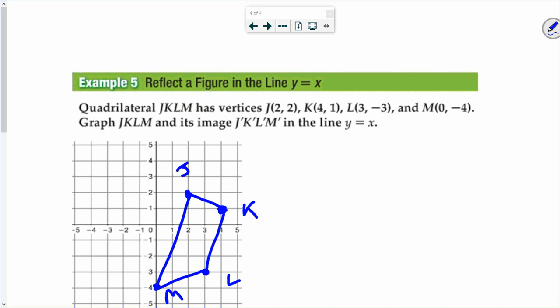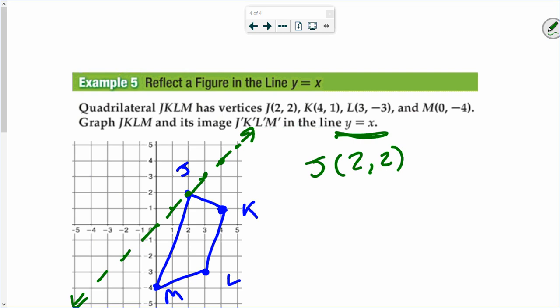We want to reflect this across what line? The line y equals x. Again, that's not the horizontal line, it's this line here, the one that has points (1, 1), (2, 2). So the line of reflection is the line y equals x. To reflect the point (2, 2) and get J prime, I flip the ordered pair. When I flip it, I'm still at the point (2, 2). So J prime is at (2, 2), which makes sense, because that point lies on the line y equals x, so it doesn't really move.